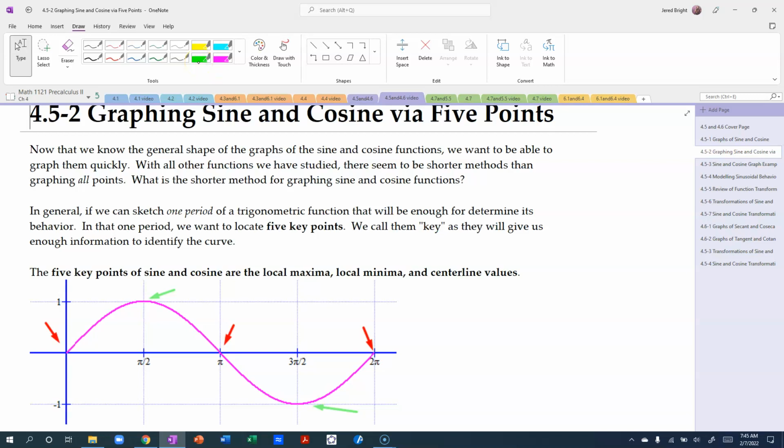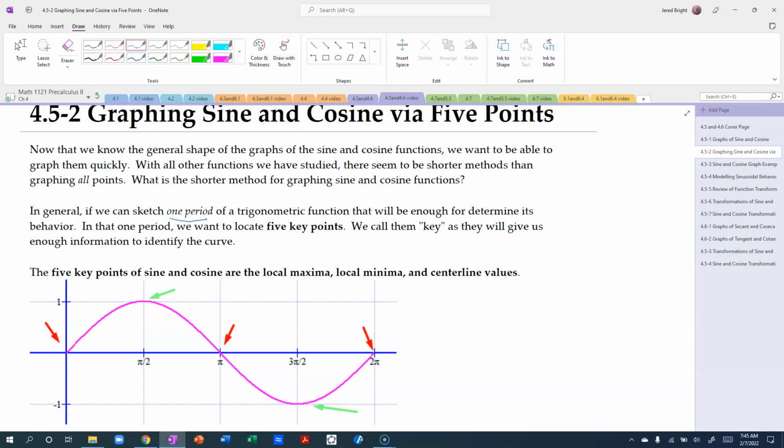Really, when we want to produce a graph of sine and cosine by hand, we want to see just one period. So don't feel like you have to sketch this forever and ever. And in that single period, there are really 5 key points. They help us determine the curve. So as long as we have these 5 points, we're generally pretty set.